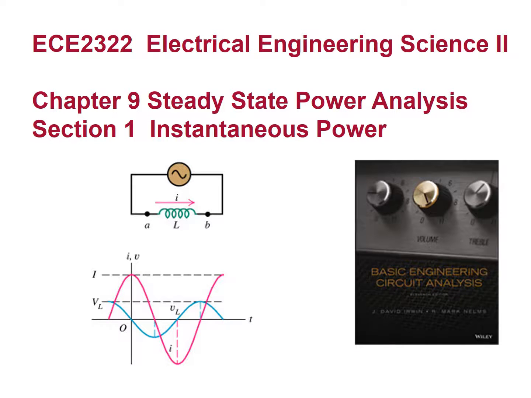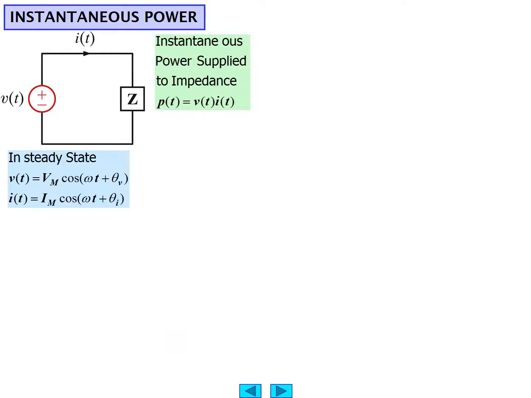Section 1, Instantaneous Power. Instantaneous power is the power provided to an impedance, which can be defined as p(t) equals v(t) i(t), and instantaneous means at any particular instant of time t.